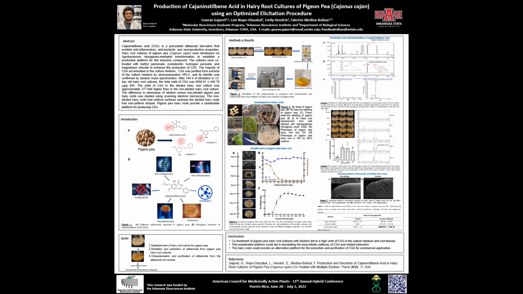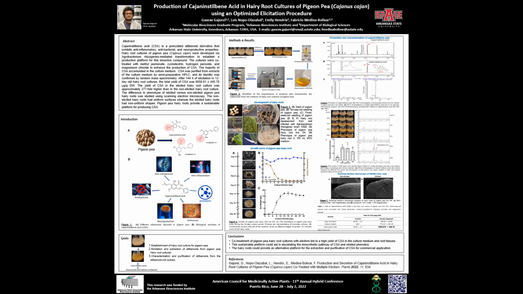In context of biomass, the weight of the hairy roots increased till day 18 and reached stationary phase after that, as shown in figure 3C. And the further part of the project focused on production and characterization of Cajaninstilbene acid. So in the culture medium extract, CSA was identified using liquid chromatography mass spectrometry as shown in figure 5. Based on UV spectra and fragmentation pattern, the peak pointed with red was identified to be Cajaninstilbene acid.